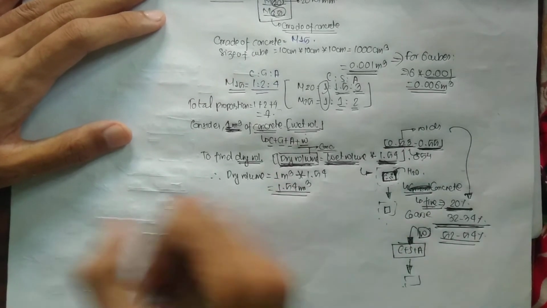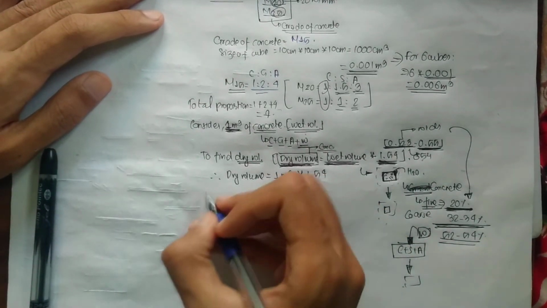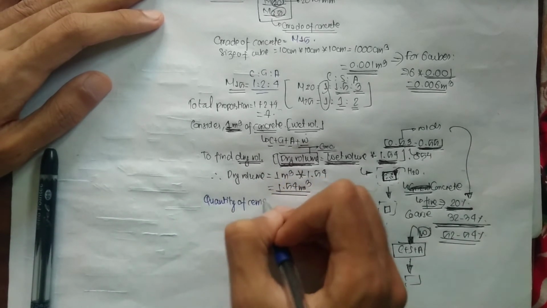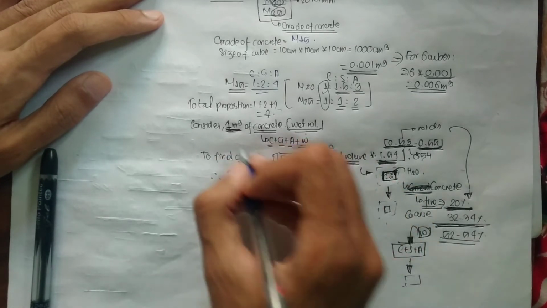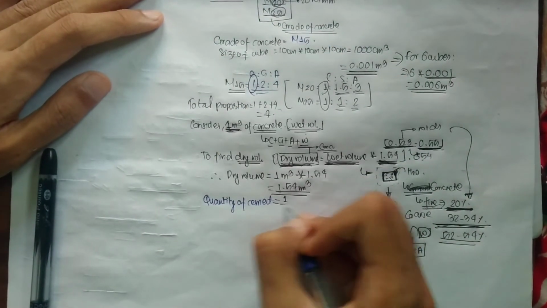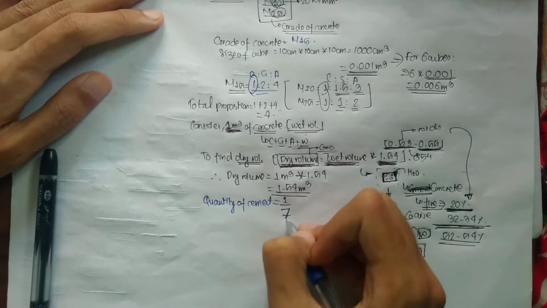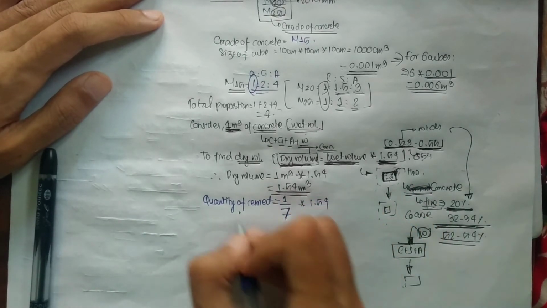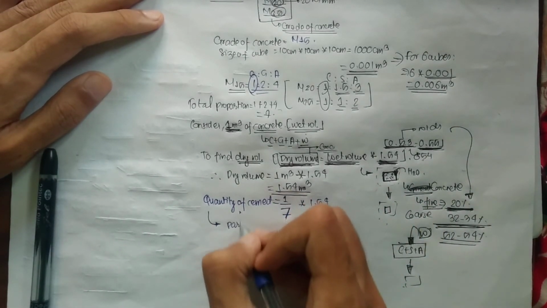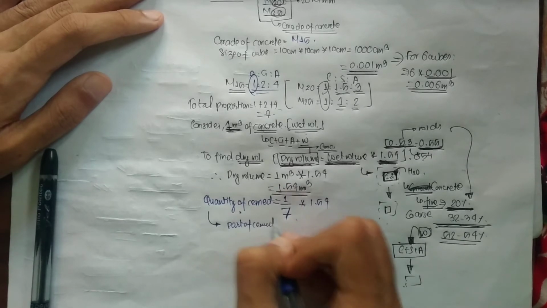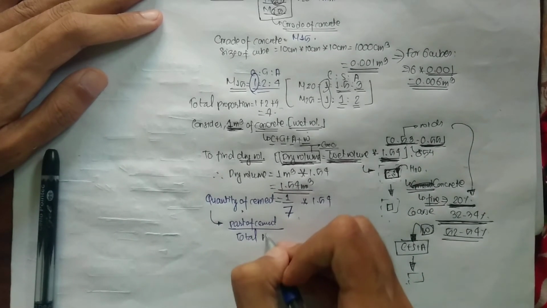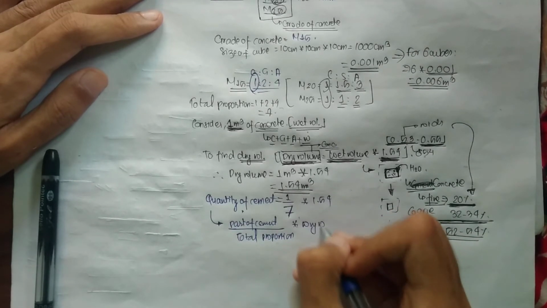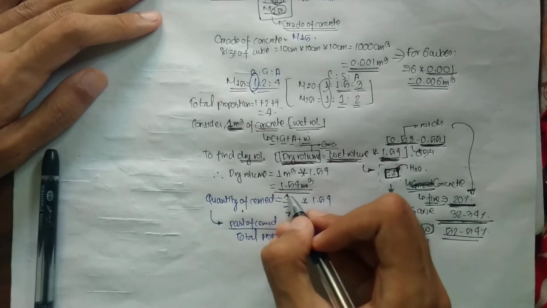Next we will calculate the quantity of cement. We take the part of cement, 1, divided by the total proportion, which is 7, multiplied by the dry volume 1.54. So the formula is part of cement divided by total proportion, times dry volume. For M15, the part of cement is 1 and the dry volume is 1.54.